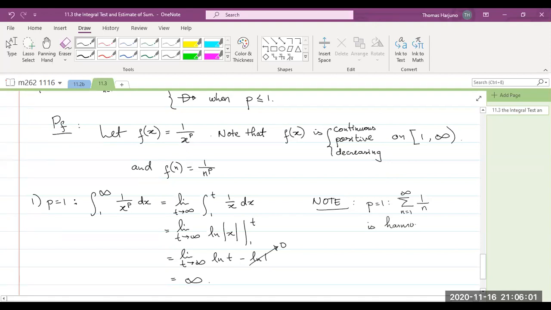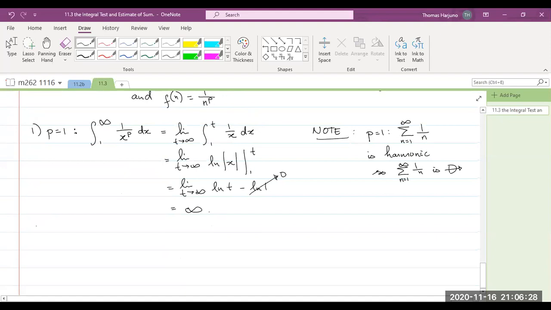It's harmonic. So this series is divergent. Yeah, we just want to show that even though we know the harmonic series is divergent, it turns out that the harmonic integral is also divergent. Okay, second, what happens if p is not equal to 1?